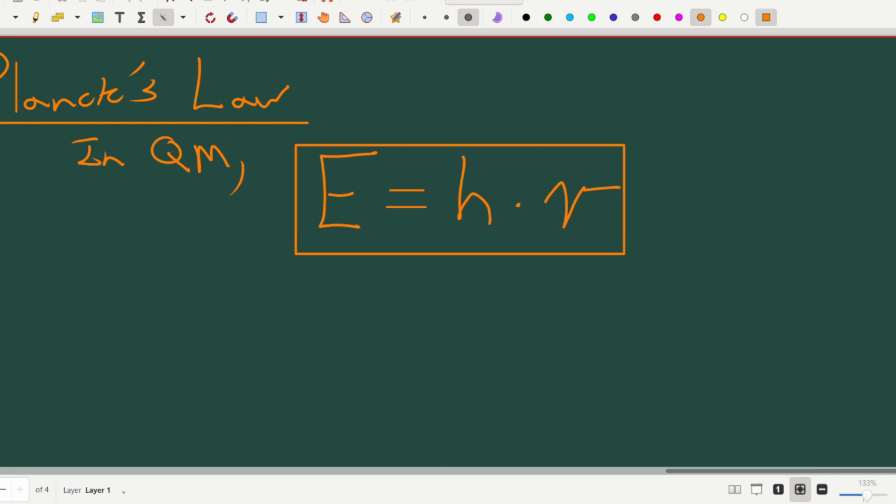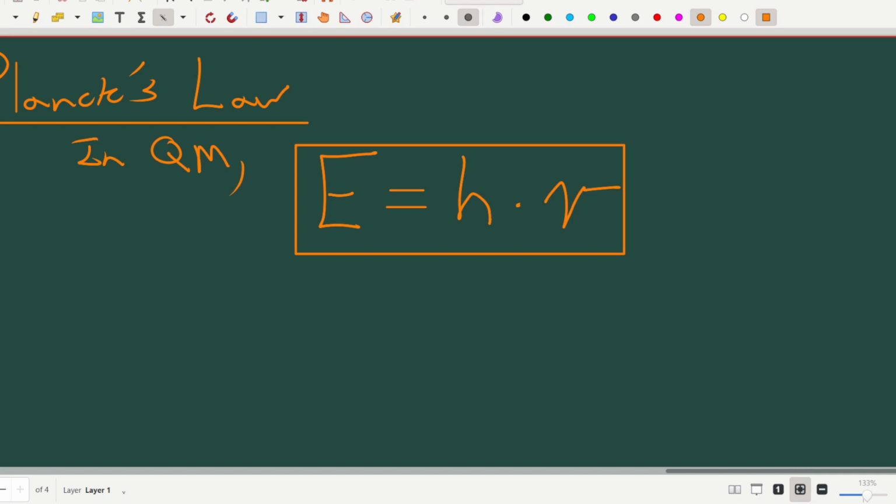This is a really, really nice equation because what it tells you, so let's think about the thing that naturally has frequency or wavelength, which is light, of course, right? So if you know the wavelength or the frequency of your light, you can calculate how much energy it has. You just take its frequency and multiply by this constant h.